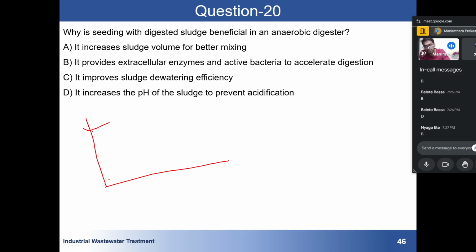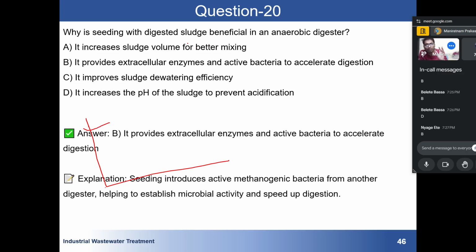consuming this carbon. Now imagine a case where we are adding some bacteria which is required for consumption of this carbon. It will enhance the process. So what is the best source of bacteria? The best source will be digested sludge, because digested sludge contains a lot of active bacteria that is eager to digest more and more carbon.